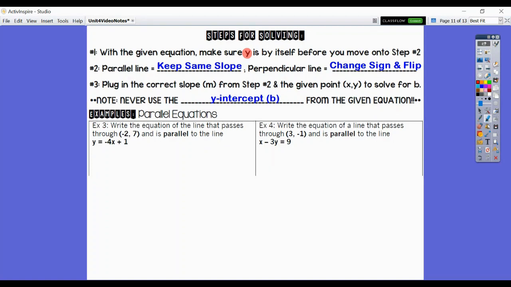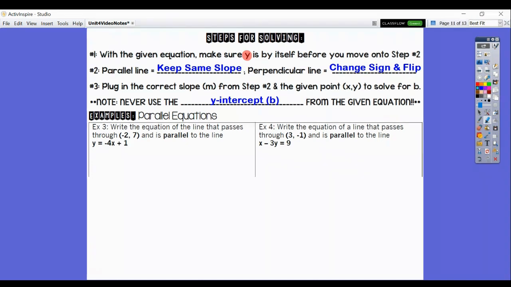For step number 2, we see if the question's asking for a parallel line. If so, we keep the same slope. If the question's asking for a perpendicular line, we have to change the sign and flip to adjust the slope. For step number 3, we plug in the correct slope m from step number 2 and the given point as x and y to solve for b. It's so important that we never use the y-intercept from the given equation.